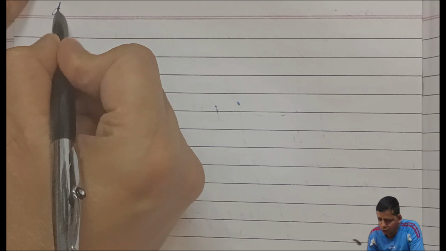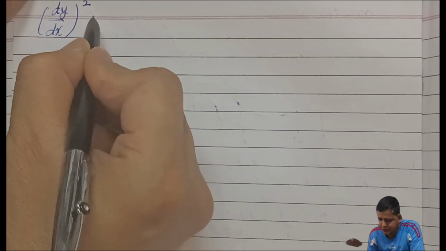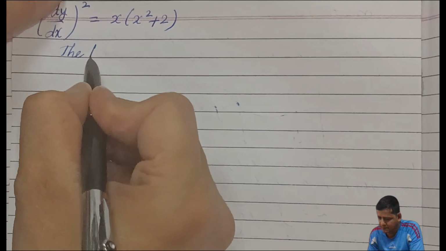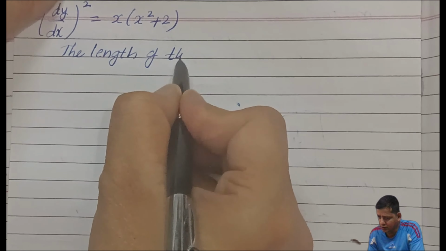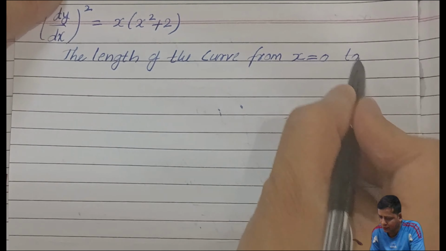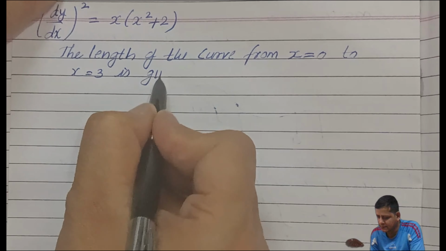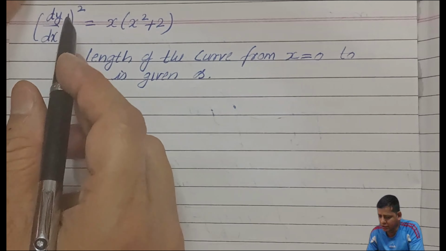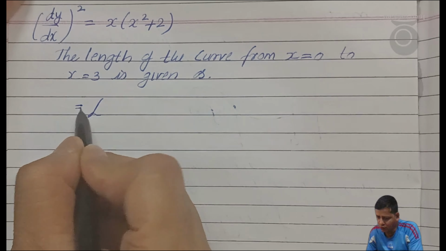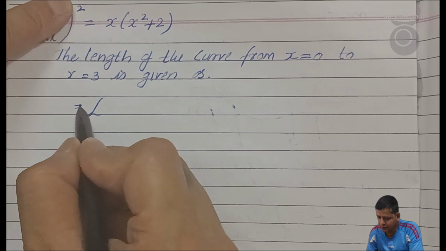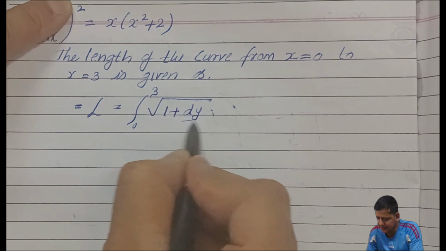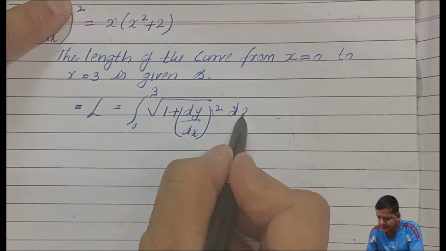Right. So we got dy by dx to the power of 2 is equal to x into x square plus 2. So now the length of the curve from x equal to 0 to x equal to 3 is given as, so now let's use the formula. We have dy by dx whole square, so we can easily use the formula. Till now what we did was to prepare to integrate the formula. We know L is equal to integration of 0 to 3 root of 1 plus dy by dx to the power of 2 dx.